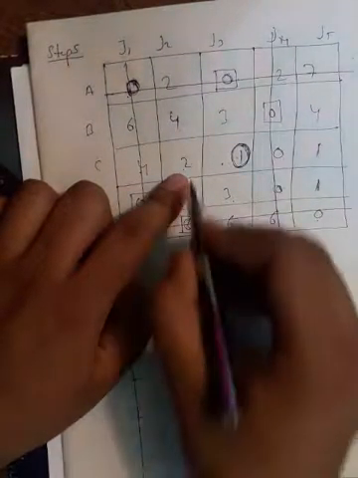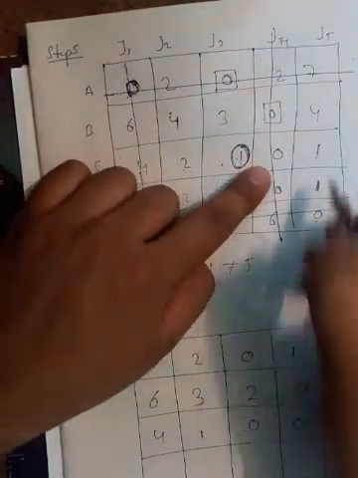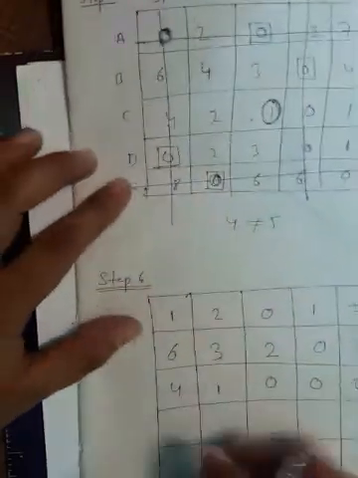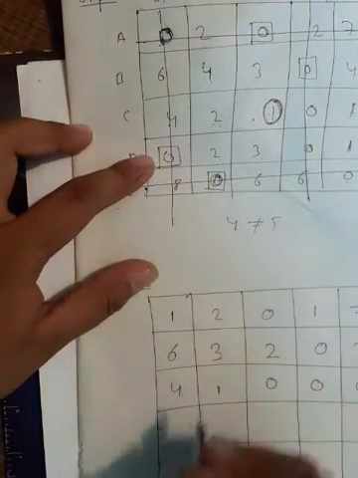Okay, 2 minus 1 is 1, 1 minus 1 is 0, 0 will remain as it is. Now 1 minus 1 is 0. Okay, now here is 0, it hasn't taken part in an intersection, so it will remain as it is.